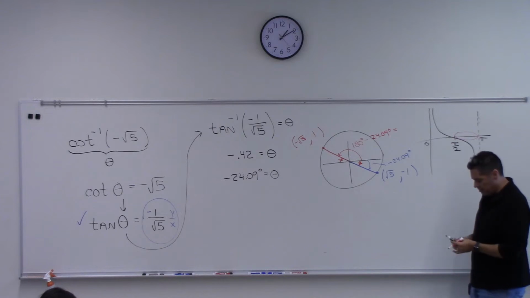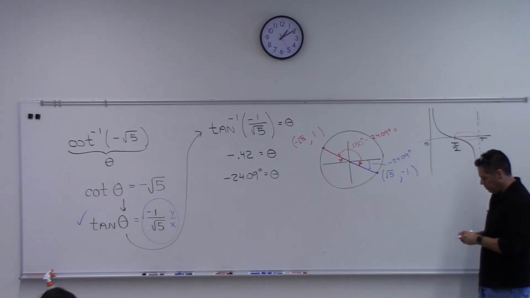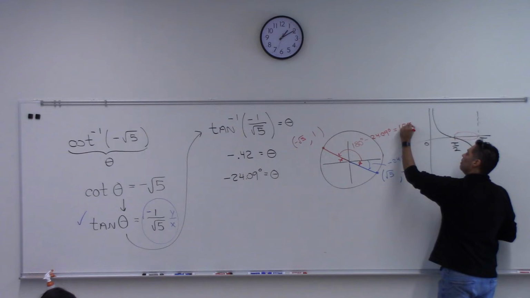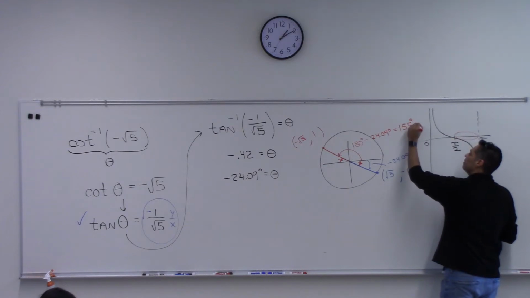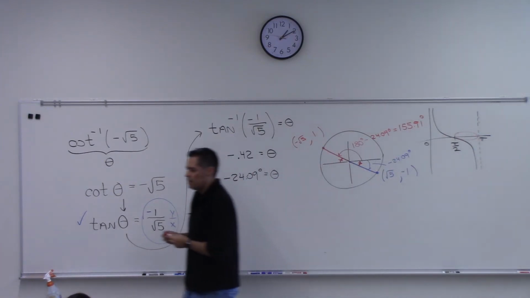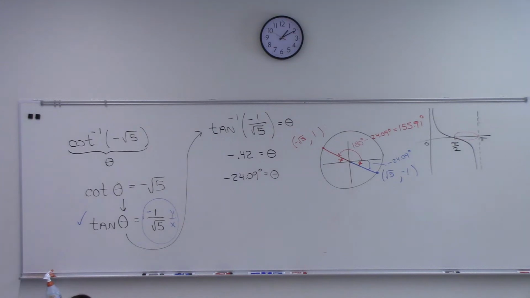Can someone do that, please? What would that be? 155.9. Wait, 155.91, right? Degrees. What number was this? 27?